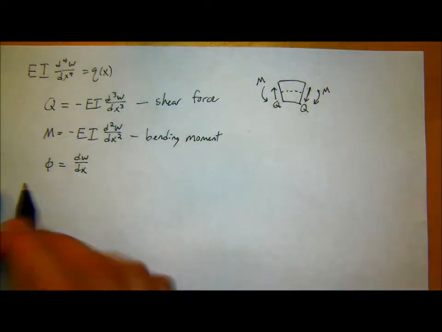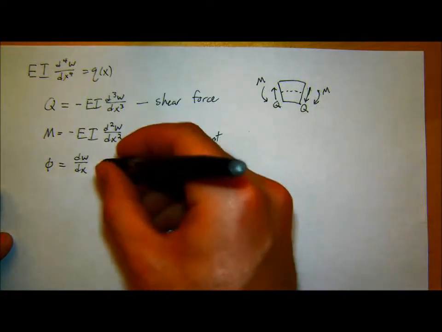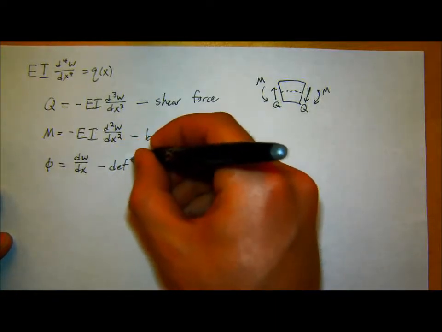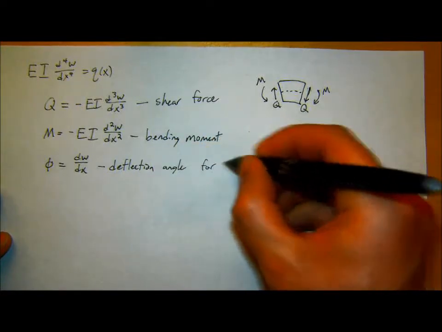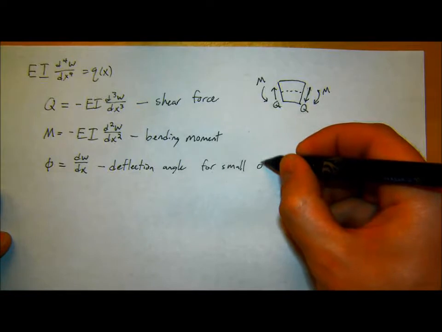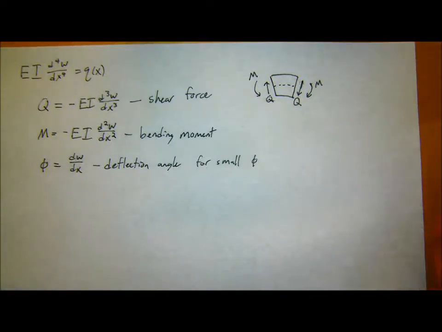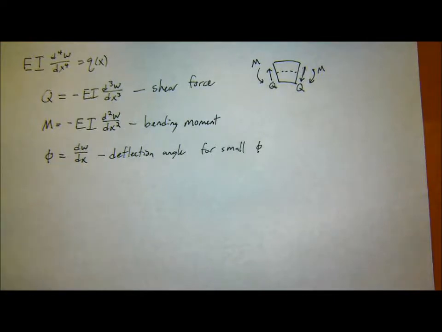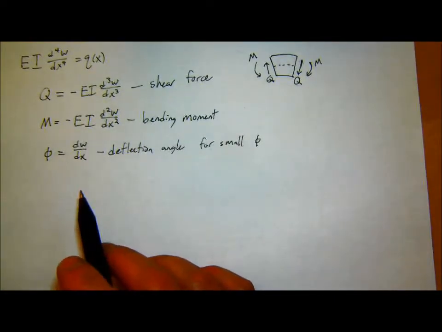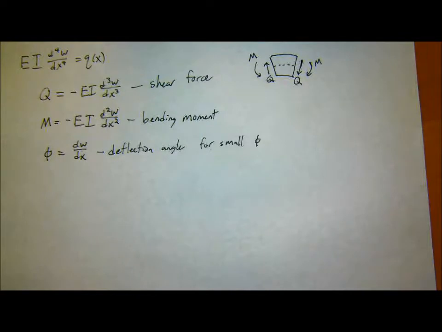We can define some phi, which is the deflection angle, for small deflections. So again, these assumptions are assuming not only a slender beam, but a linear elastic beam with small deflections. So slender and small deformations. These are some general definitions, and what we get from those.